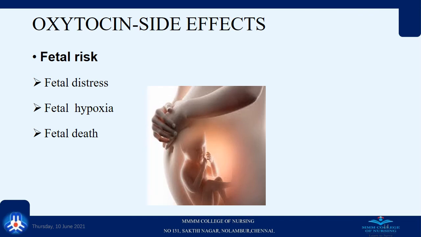So next let's see what are the side effects that occur for the fetus. First is fetal distress. Next is fetal hypoxia. Fetal distress or hypoxia occurs when the fetus is not getting enough oxygen. In those cases fetal distress or fetal hypoxia will occur. And finally, if there is not sufficient oxygen for the baby, it may lead to death of the fetus also. So these are some of the side effects that occur in the case of mother and fetus.